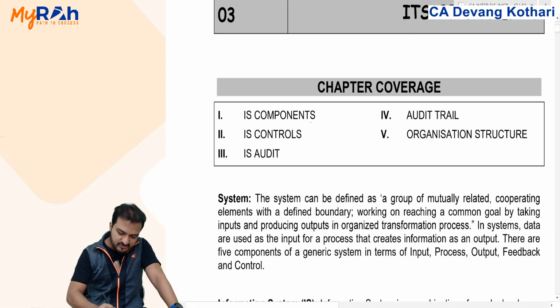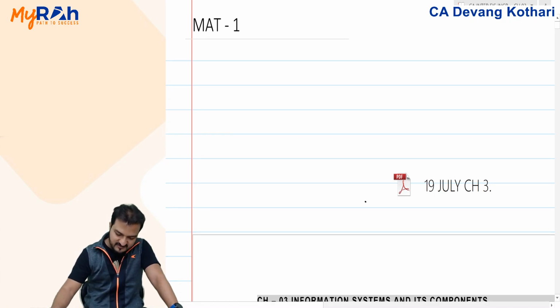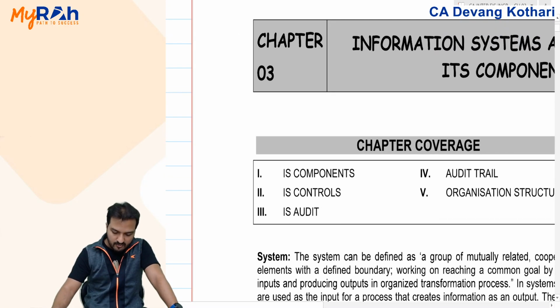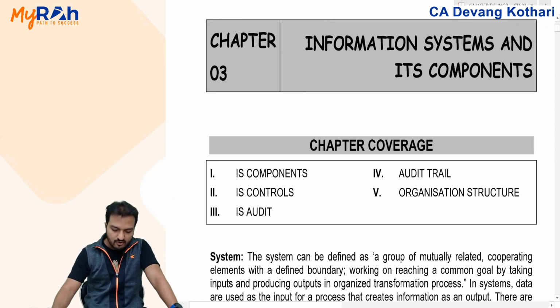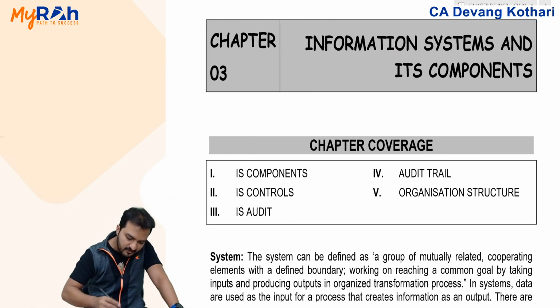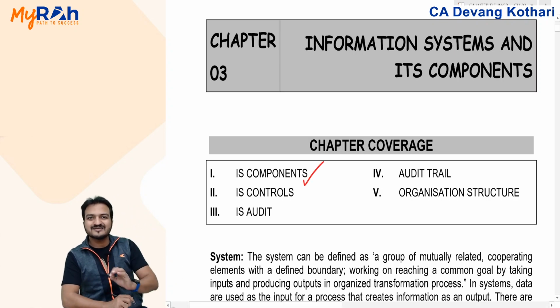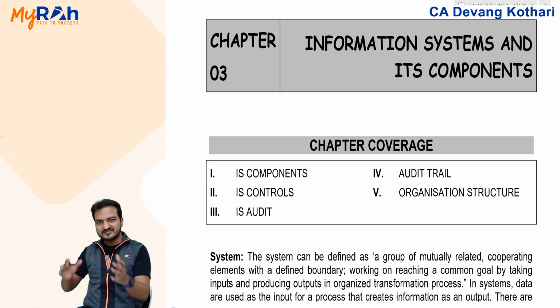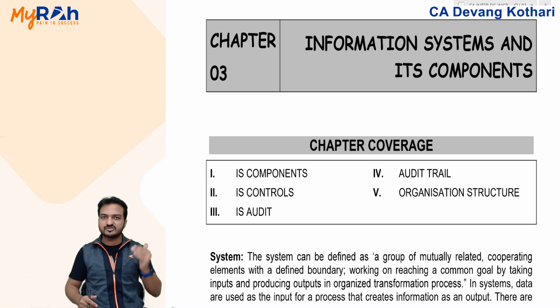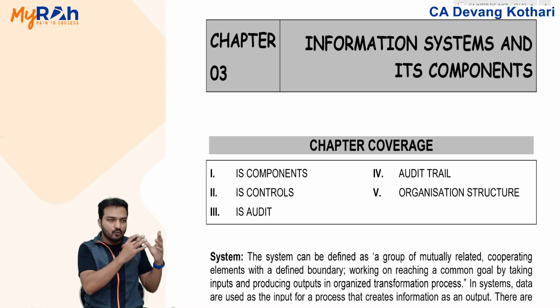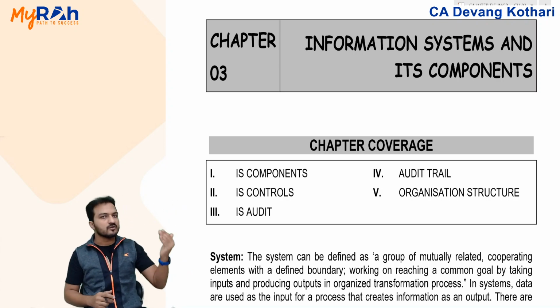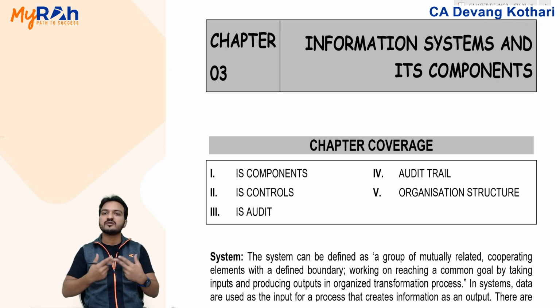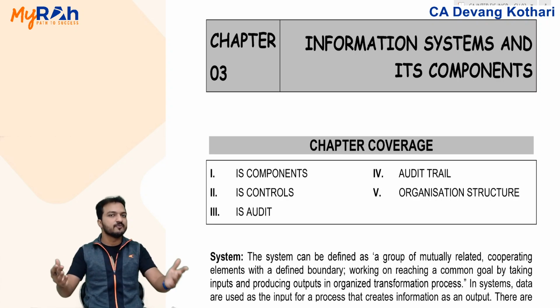Number 1, information system components. Components as in what all things are needed, what all different components are needed in order to create an information system. But for that matter, first of all, what is information system? Well, simple. Information system is a system of distributing information. Like, how does an academy distribute timetable information to its students? Either through the website or through WhatsApp or by putting it on the notice board. This is information distribution. Well, information system means the system of distributing information.